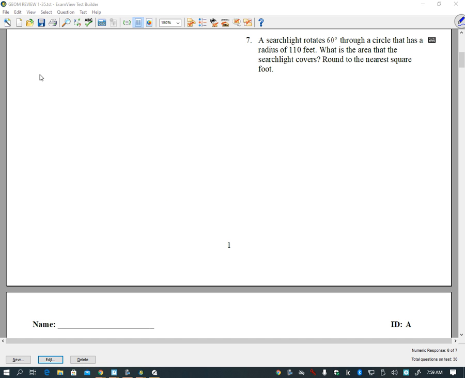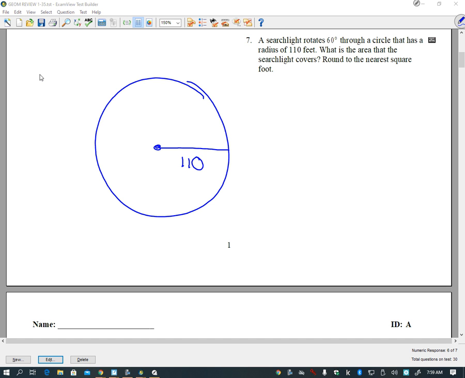Okay, let's start by drawing a circle. The radius of this circle is 110 feet. And the searchlight's only covering or allowing you to see something like 60 degrees. So if we're asking what is the area that the searchlight covers, it may not cover all of that 60 degrees all at once, right? It probably has a much narrower span than that. So that's why I'd say it's rotating and covering 60 degrees. What's the area that the searchlight covers? Round your answer to the nearest square foot.